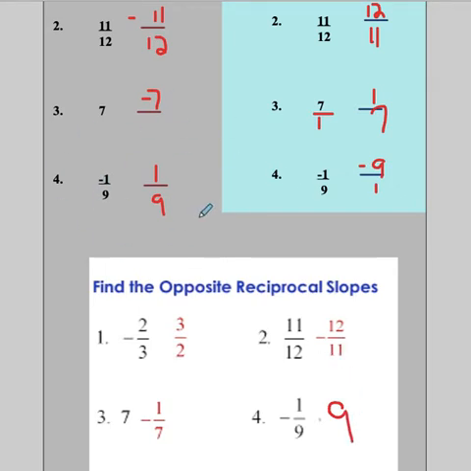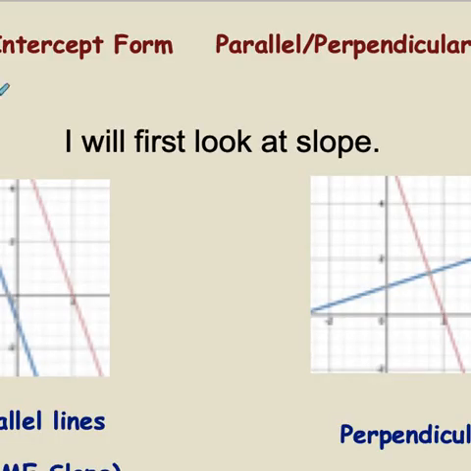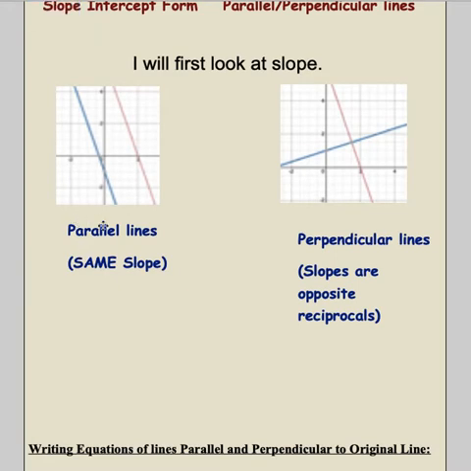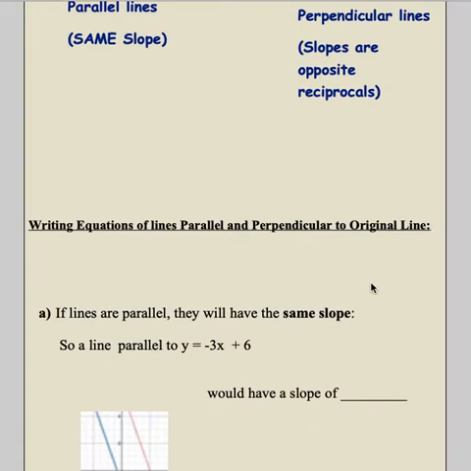So, a couple of things. Opposite and reciprocals mean it's going to be perpendicular. If it's just opposite, or if it's just a reciprocal, they're going to intersect, but they're not going to form right angles, which is going to be a key concept in geometry. Like I said, same slope when they're parallel, opposite reciprocals when they're perpendicular.